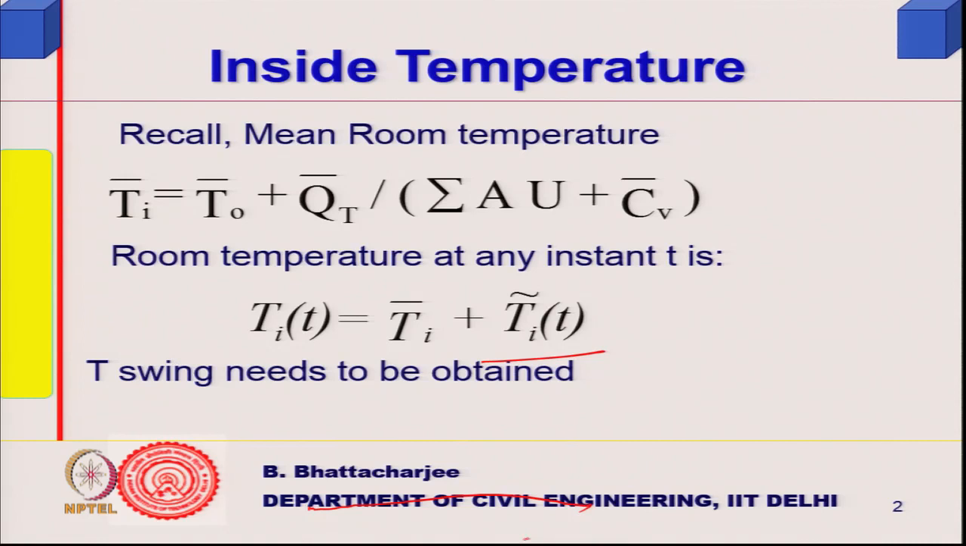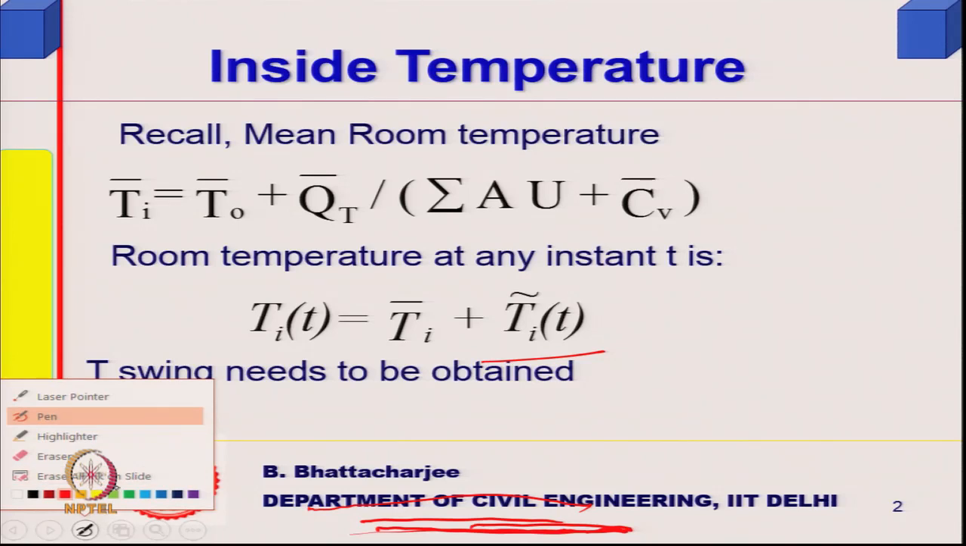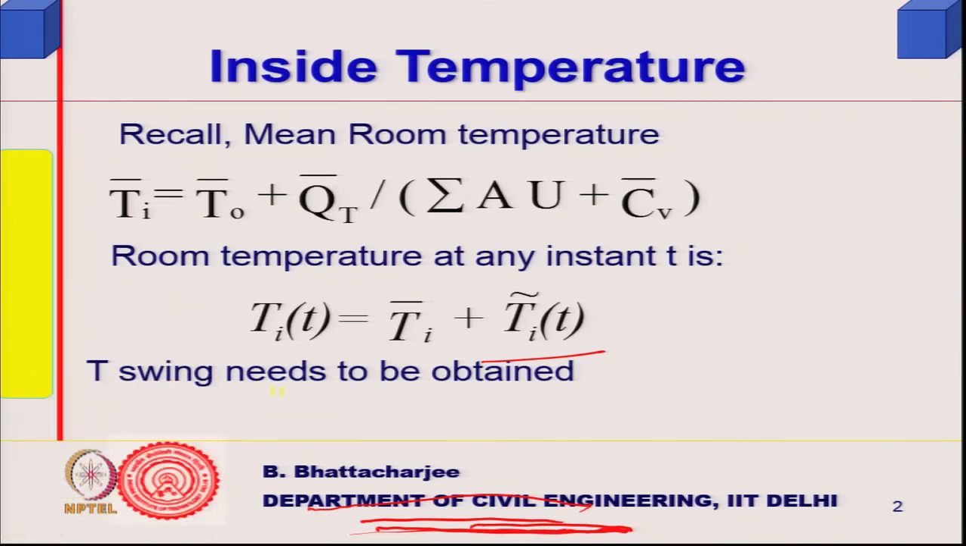This we call T swing. So, this T swing we have to find out, right. T swing we have to obtain.